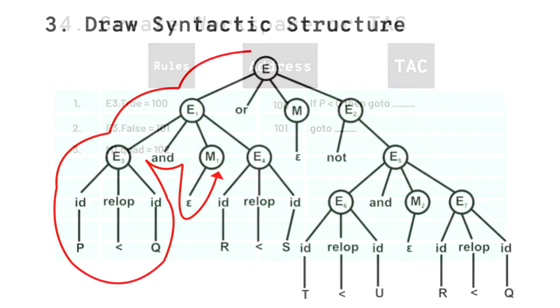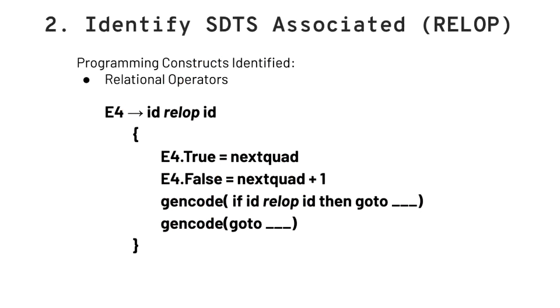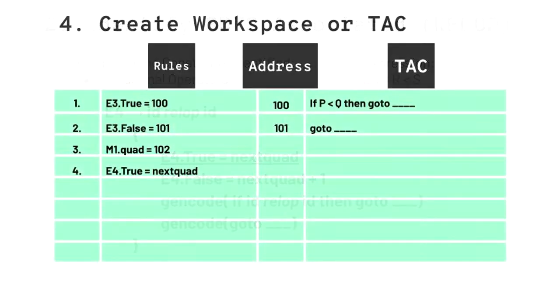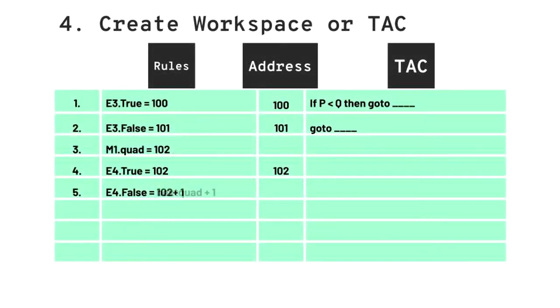The next node is E4 with relational operator construct. These are the syntactic actions associated with it. Here E4 is r less than s. If it is true, then we have to perform nextquad. Then E4.true equals the address generated by M1.quad, that is 102. The next condition is E4.false equals nextquad plus 1. The recent address is 102, that is nextquad. Nextquad plus 1 will be 103.